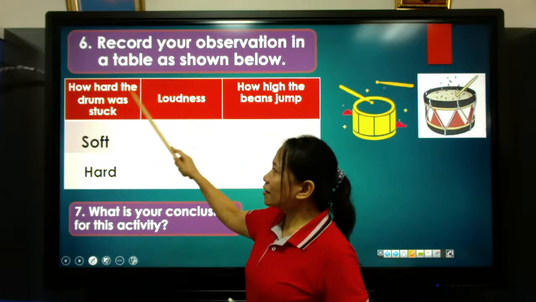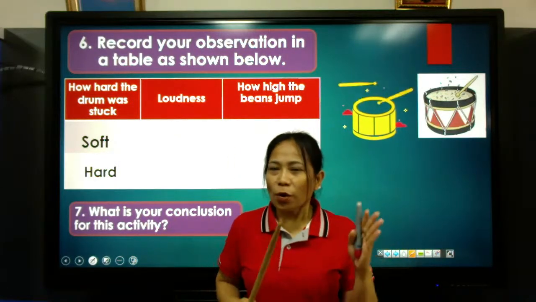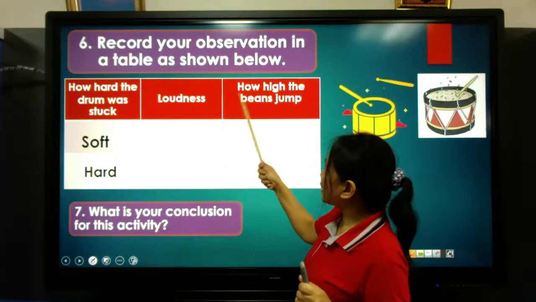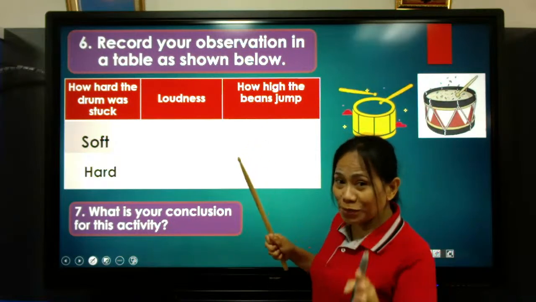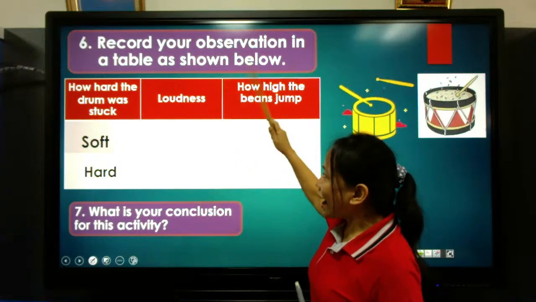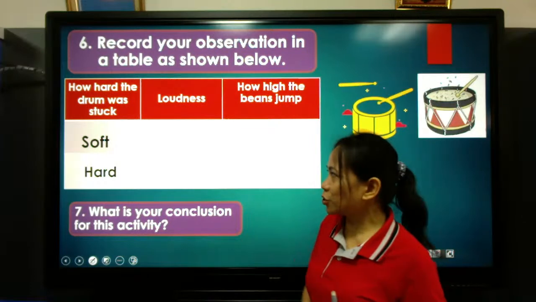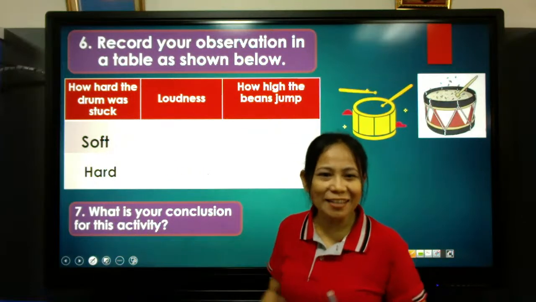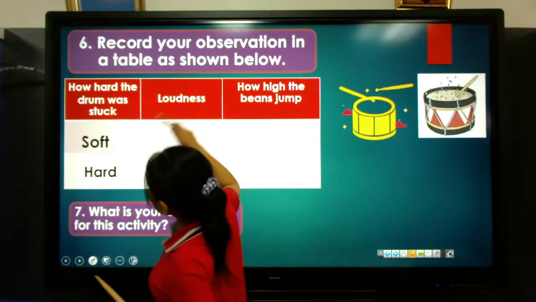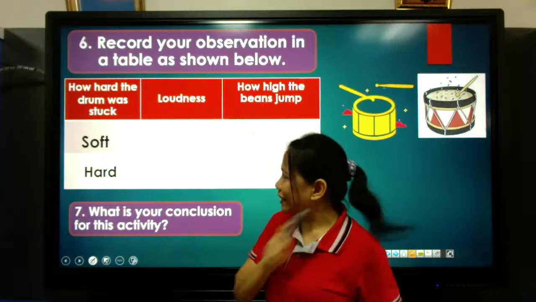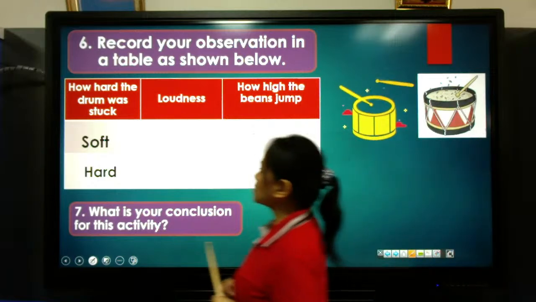So how hard the drum was struck? So in soft and hard. So do you observe the loudness and how high the beans jump? So let's do, you observe or remember the height and the loudness of the drum produced as you strike in soft and hard striking? Okay, let's start with soft. When you strike the drum softly, what can you observe about the loudness of sound?